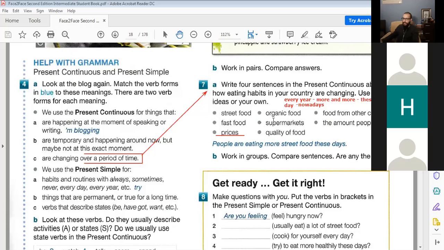So if I want to use passive, I can say organic food is being consumed. I used the passive in the present continuous, right? Organic food is being consumed more and more these days. Or if you want to use active, organic food is becoming more and more popular these days, right? Or becoming more and more affordable, its price went down for example. Do you get the idea?